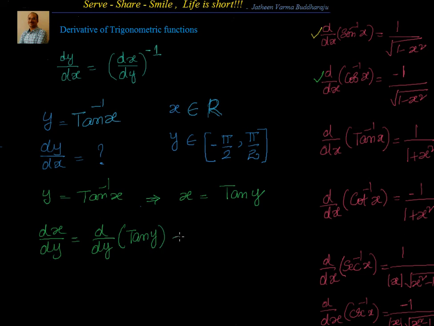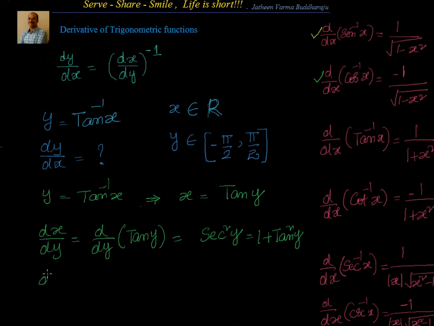Now we know the derivative of tan x is secant square x. So this is secant square y, which is nothing but 1 plus tan square y. Why are we writing it? So that we can convert that into x square as needed.